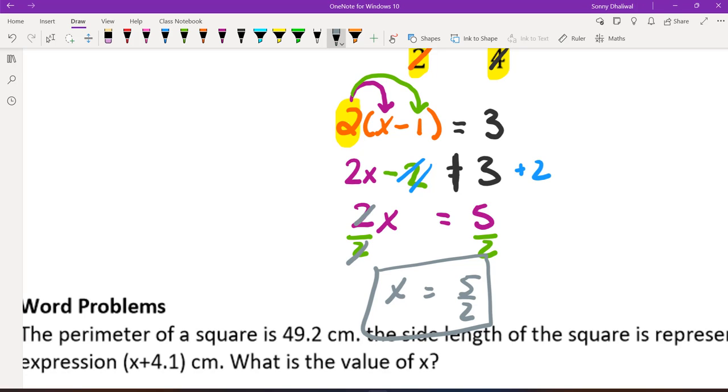Right. So, in summary, to do these questions, the order that we go in is, okay, let's get rid of the fractions by multiplying by the common denominator. Next step, get rid of the brackets by taking the number on the outside and multiplying through. Then we solve.